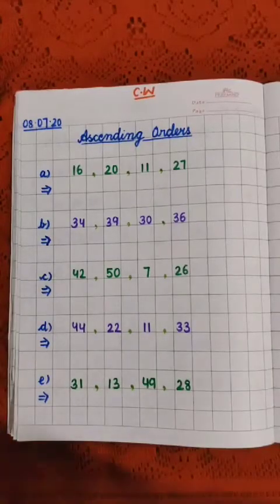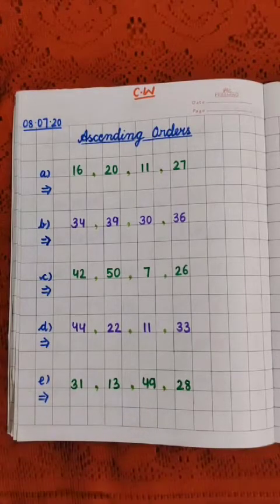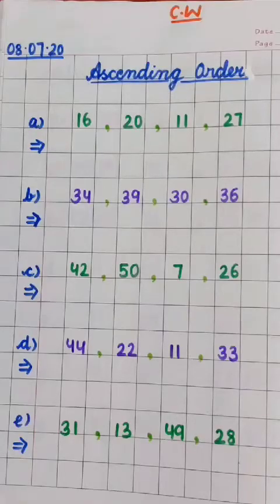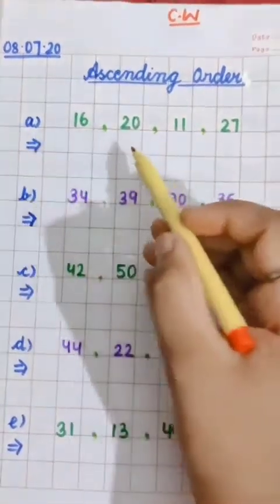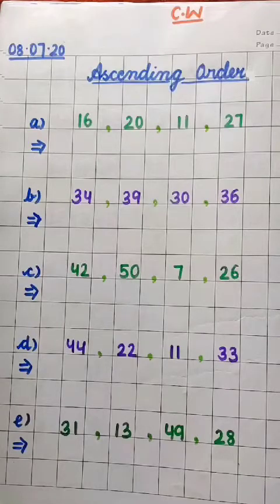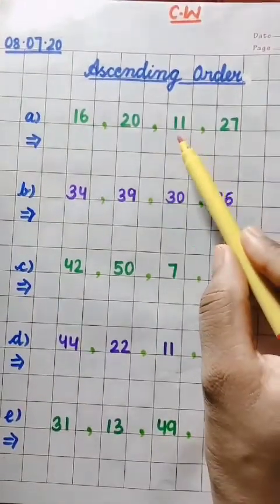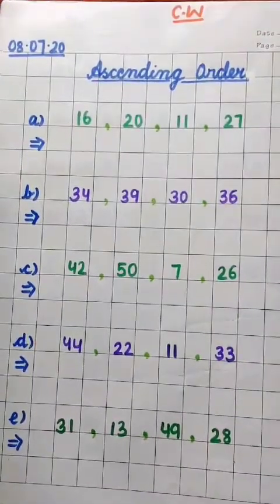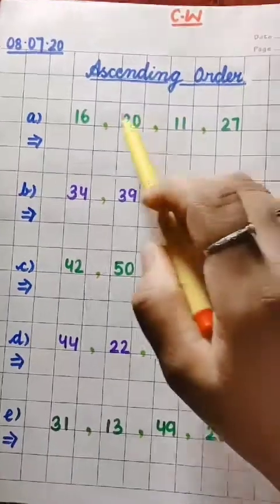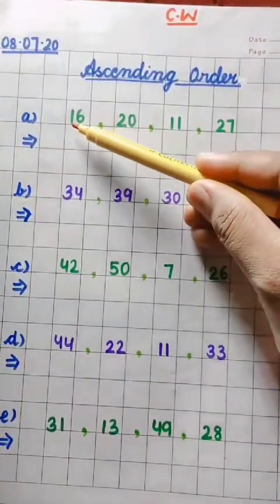So here we have one exercise of ascending order. Now come on, just see. First is A. Now here we have 16, 20, 11 and 27. Now you have to find the smallest number over here. Now just see, we'll see the tens place first. Okay, this is starting from 1.